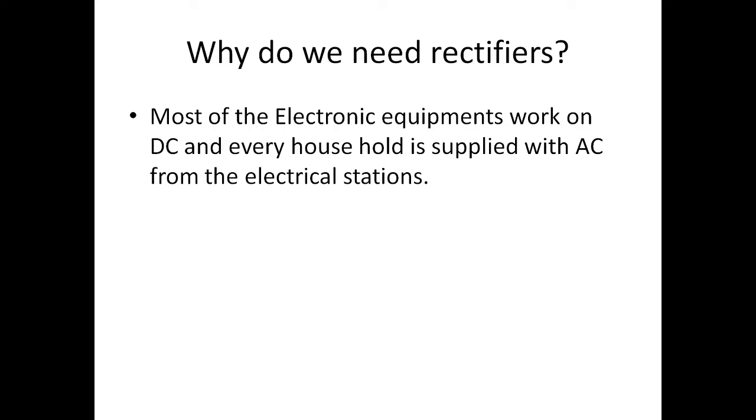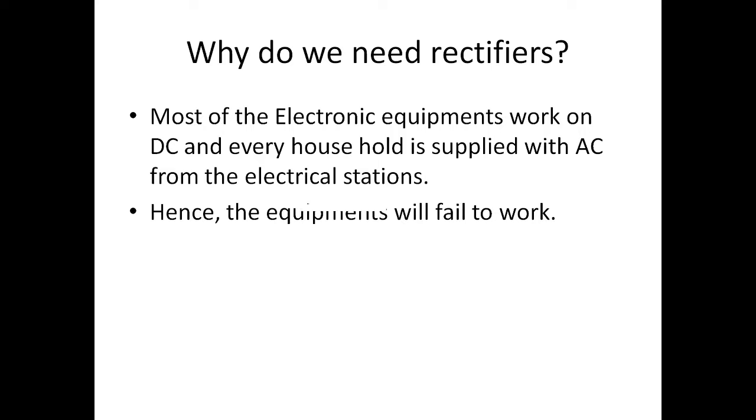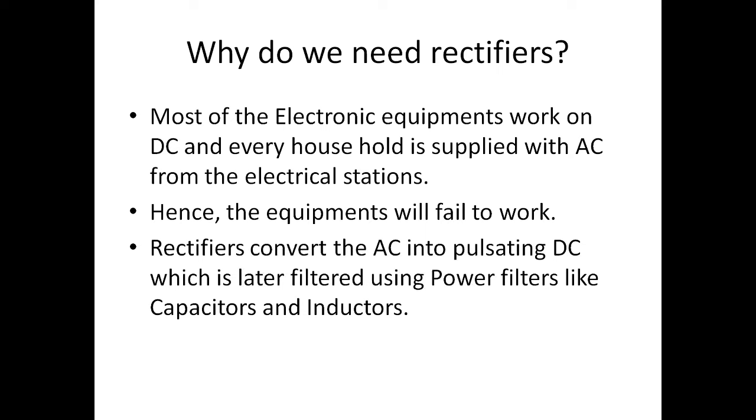Most electronic equipment works on DC, and every household is supplied with AC from the electrical stations. Hence the equipment that is used in our home will fail to work. Rectifiers convert the AC into pulsating DC, which is later filtered using power filters like capacitors and inductors.